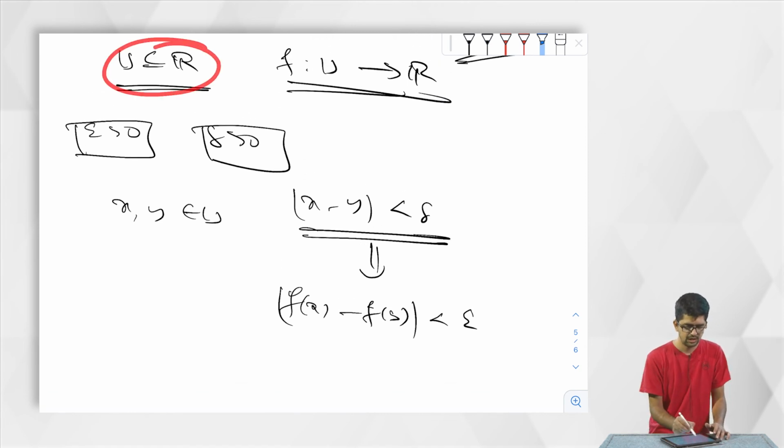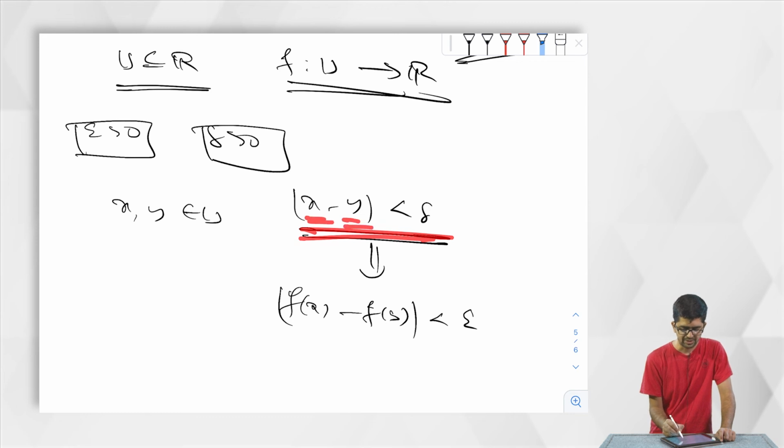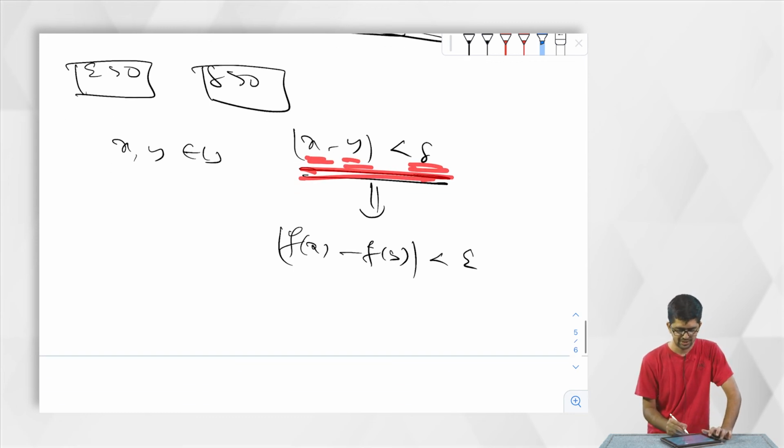U subset of R, f from U to R is said to be uniformly continuous if, given epsilon positive, there is a delta positive such that whenever x and y in U have the property |x - y| less than delta, then we should have |f(x) - f(y)| less than epsilon. So this is actually y.